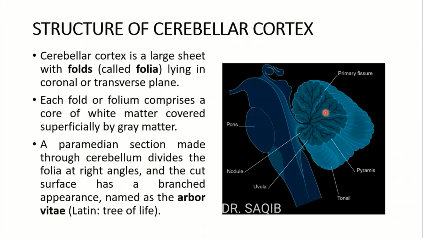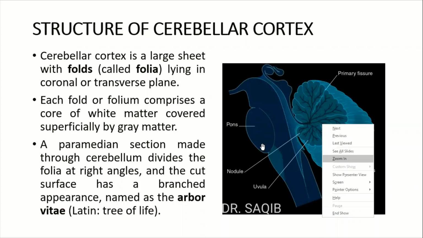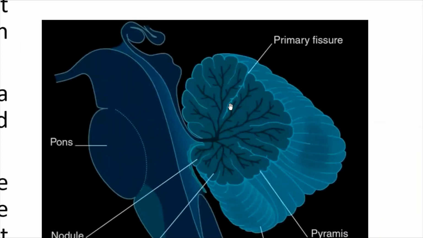A paramedian section made through the cerebellum divides the folia at right angles, and the cut surface has a branched appearance named the arbor vitae. So here, this is the branched appearance of the white matter. You see, these are like the branches of a tree, and this is called the arbor vitae. In Latin it means tree of life. Let me zoom. Here you see, this is a beautiful tree-like appearance, right? So that is the arbor vitae.